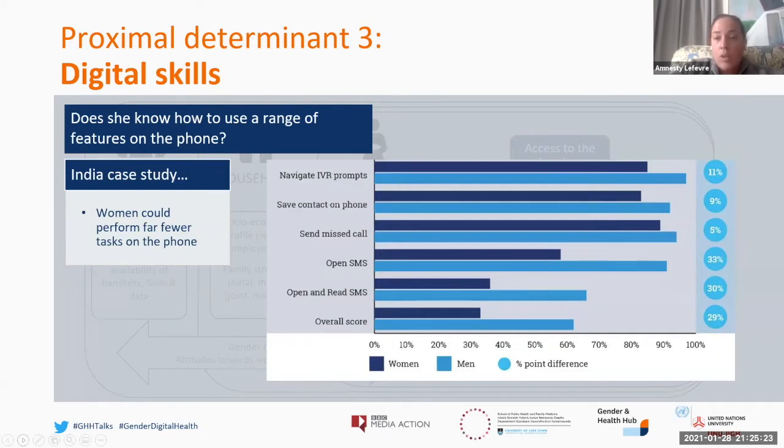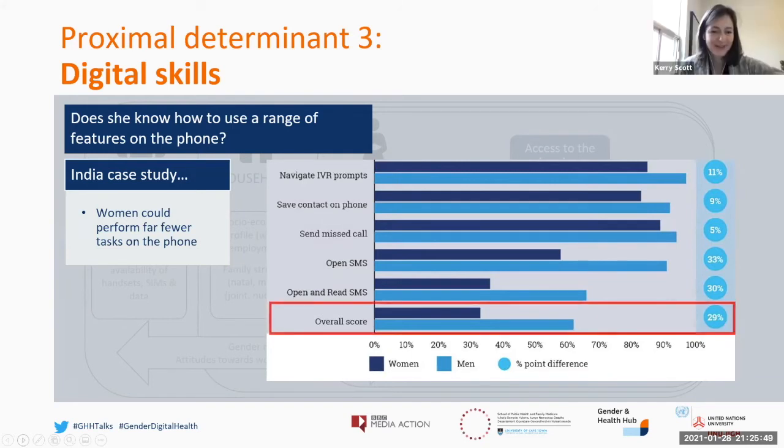So what we can see from the horizontal blue bars is that overall, women were able to perform far fewer tasks on a phone than their husbands. If we look at the overall score, we see a gender gap of nearly 30%, which is consistent with what many of you guessed earlier. And this was largely driven by differentials in their ability to open and read text messages. So Kerry, over to you. Can you tell us a little more about qualitative findings on skill differentials between men and women?